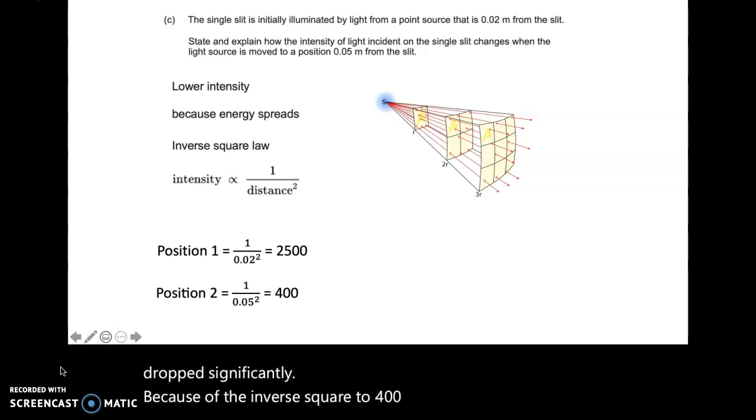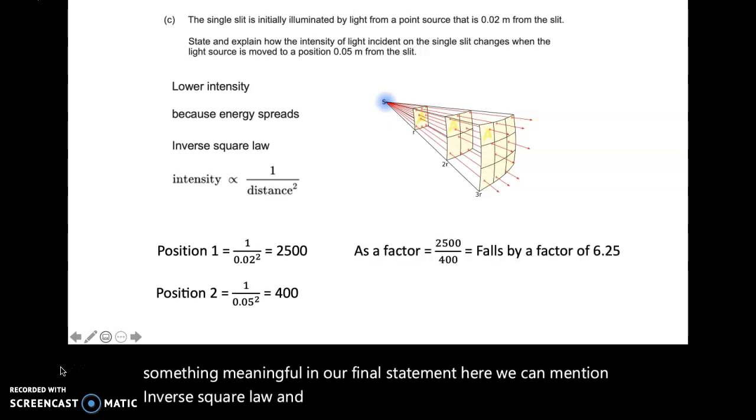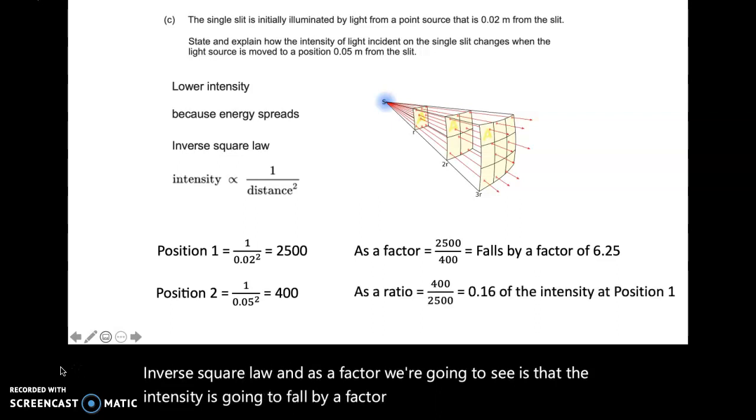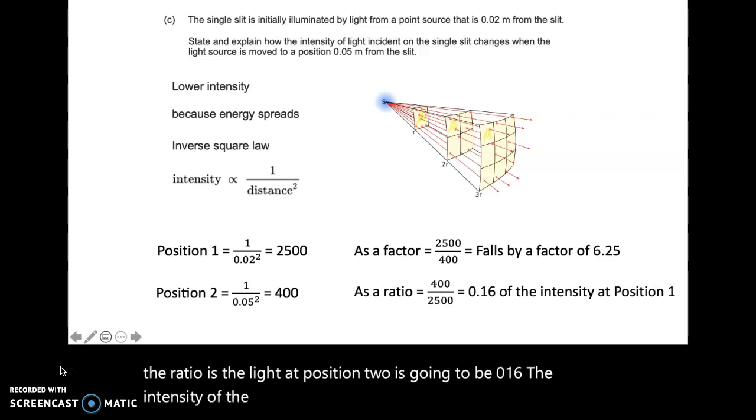So if we want to make something meaningful in our final statement here, we can mention the inverse square law, and that the intensity is going to fall by a factor of 6.25, okay, or the ratio is that the light at position 2 is going to be 0.16 of the intensity of the light in position 1. Either one of those statements would get you the third mark.